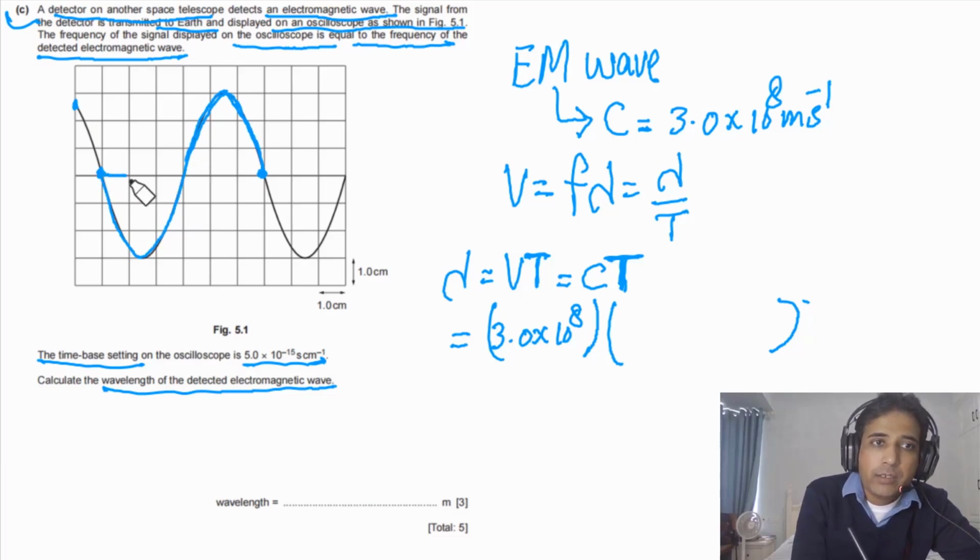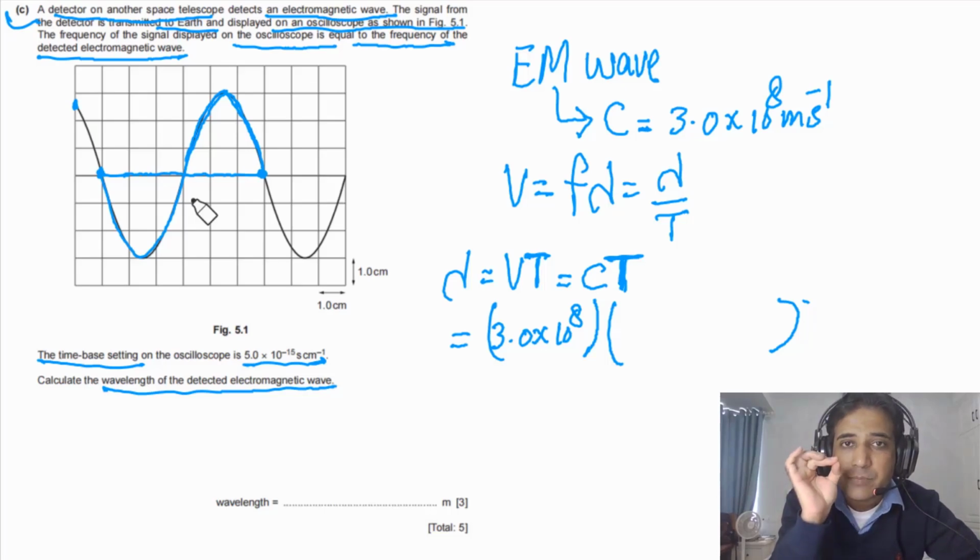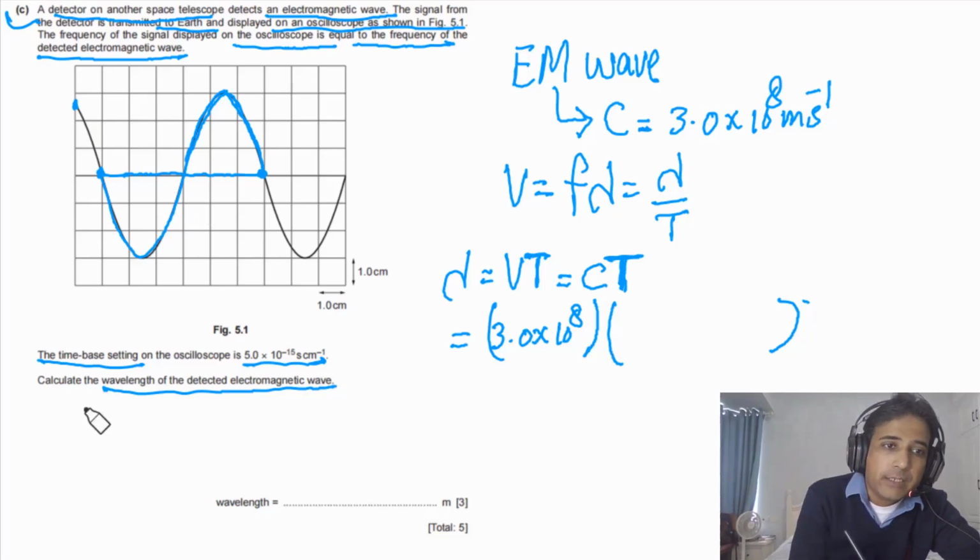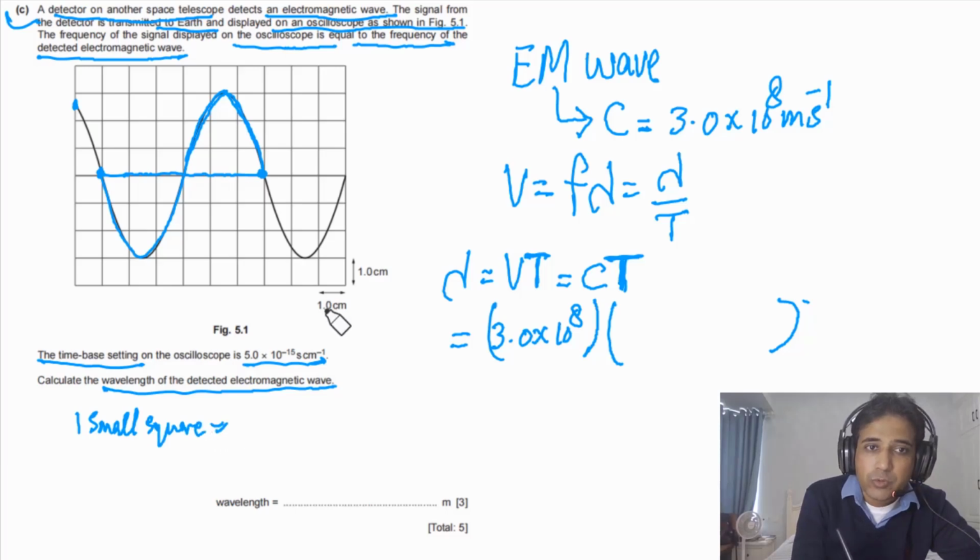We have 1, 2, 3, 4, 5, and 6. So we have 6 small squares, and we can say one small square in this case. One small square is 1 centimeter. So one small square in this case is 5.0 times 10 to minus 15 seconds. So one small square is representing this.